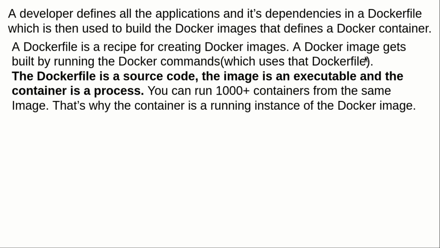A Docker image gets built by running the Docker commands. So inside the Dockerfile there will be some commands that you can use to create the Docker image. A Dockerfile is source code, the image is an executable, and the container is a process. So with the help of the container, with the help of this process, you can run the application. So you can run 1000+ containers from the same image. It means from one image, you can create multiple containers. That's why a container is a running instance of the Docker image.